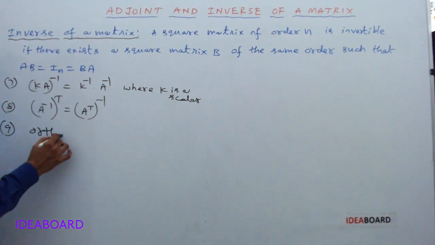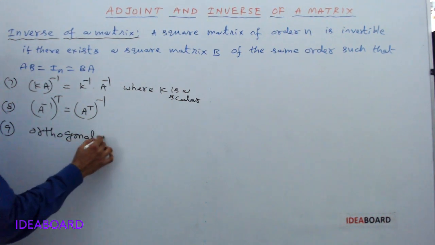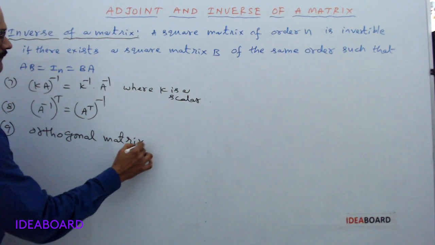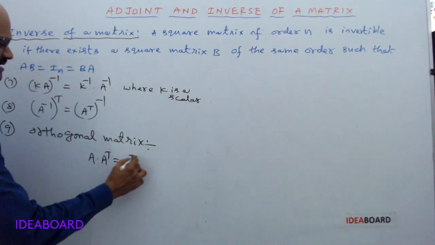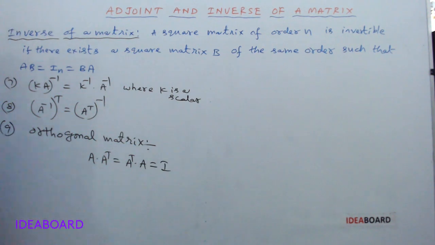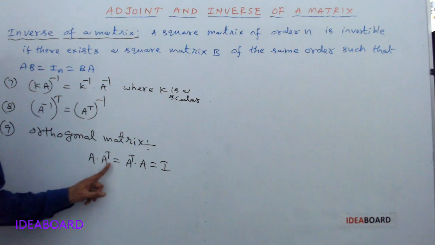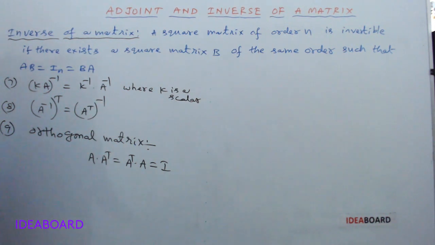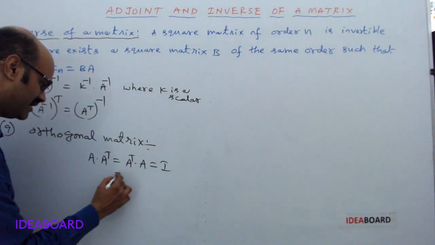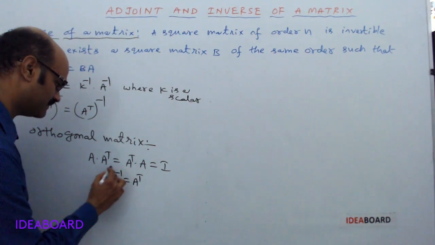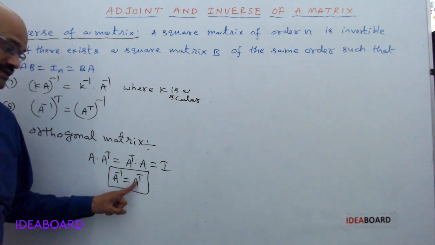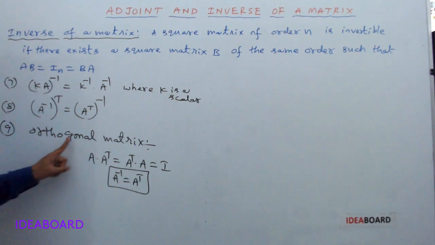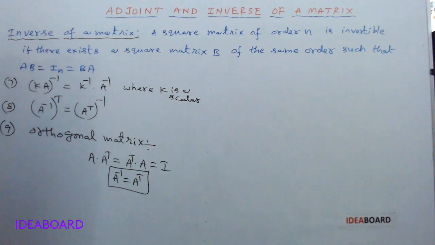We know that the definition of an orthogonal matrix is, if A into A transpose equal to A transpose into A equal to I, then A is said to be an orthogonal matrix. From this we can write A inverse equal to A transpose. Whenever we have A inverse equal to A transpose, that matrix is said to be an orthogonal matrix.